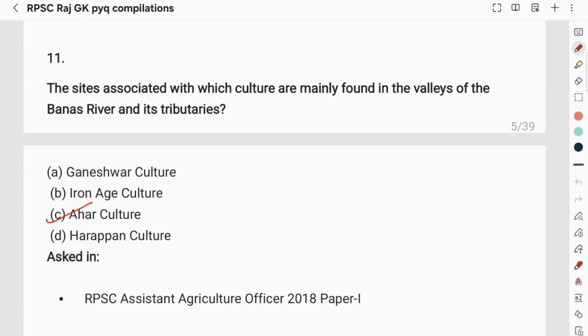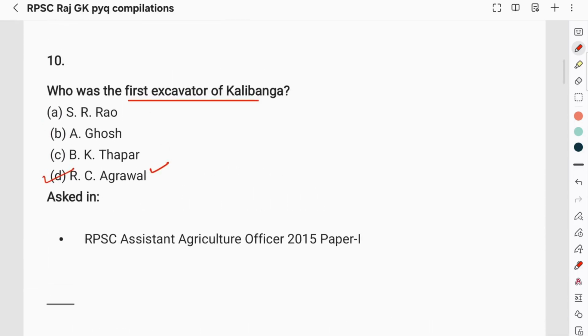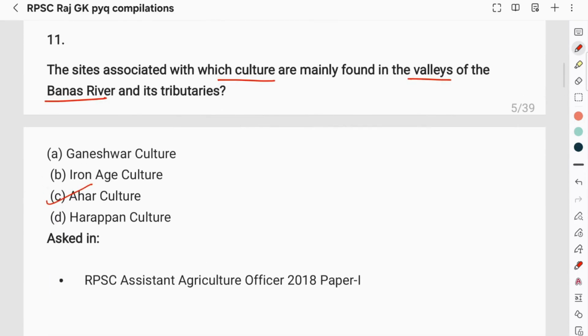We have the question: the sites associated with which culture are mainly found in the valleys of the Banas River? Like in the previous series, which we discussed, about Ahad and different sites also. It is a popular question and must be remembered by everyone that Ahad culture is situated on river Banas. Now I have a few pointers for Ahad civilization too.